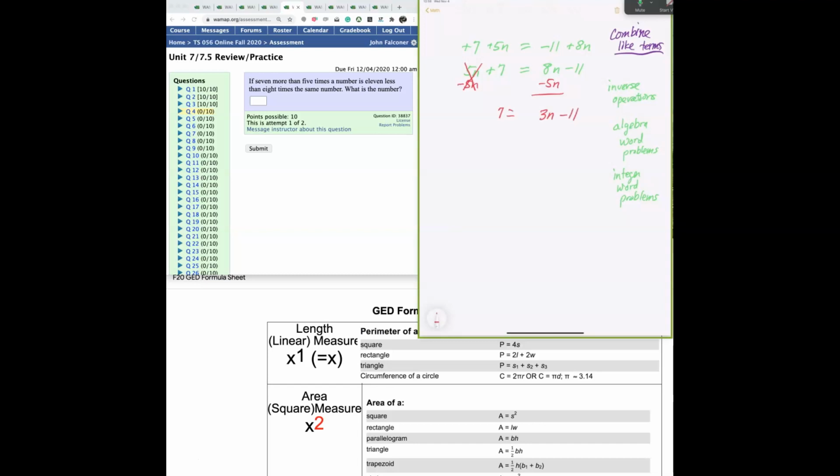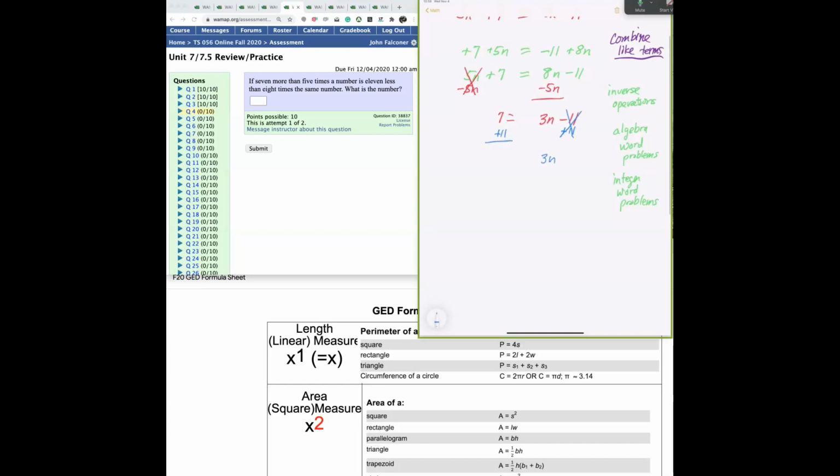And then all we have to do is get rid of that 11 on the 3n, and we can go ahead and isolate the n. So in order to get rid of the negative 11, I think we should just throw in a positive 11, and we have to do that to both sides. And positive and negative 11, they annihilate each other, leaving 3n. And 7 plus 11 here is 18. And 18 is going to be equal to 3n.